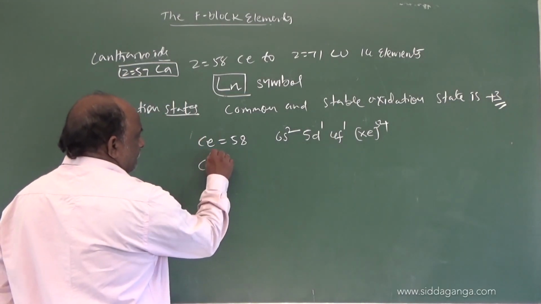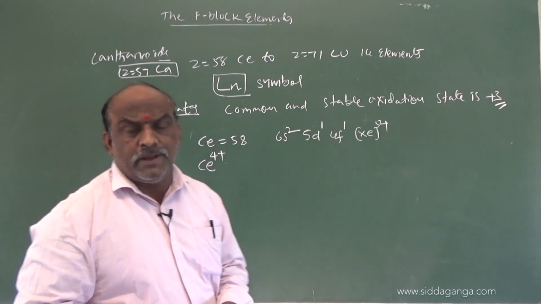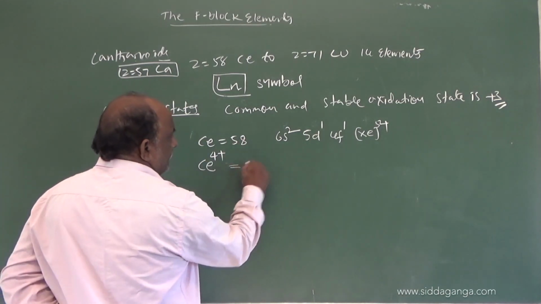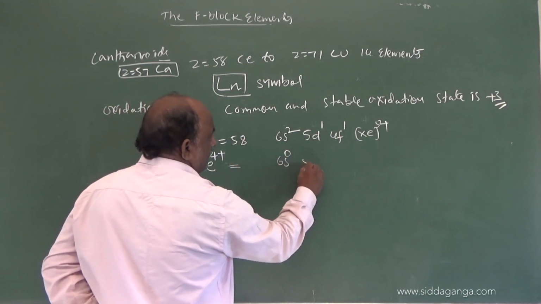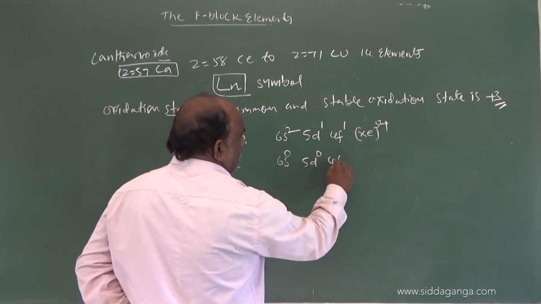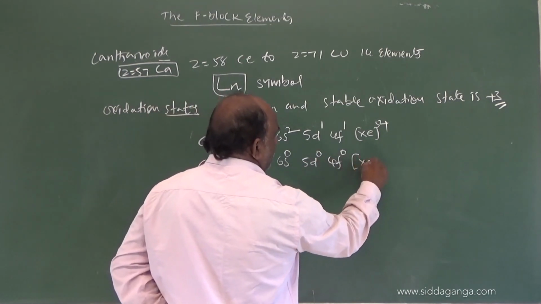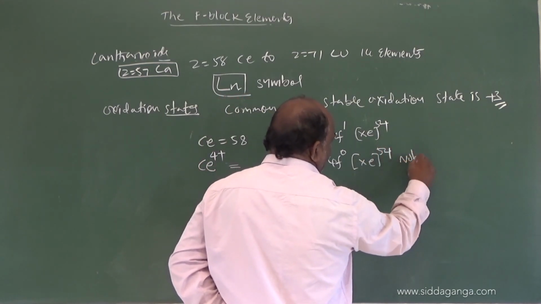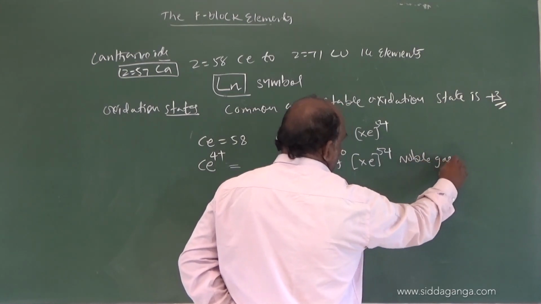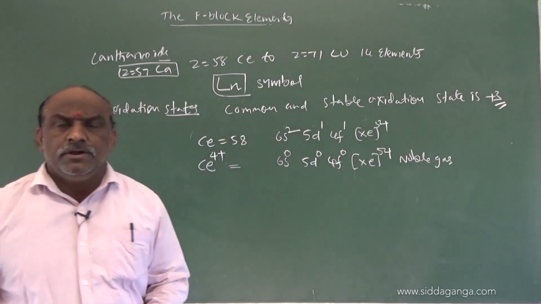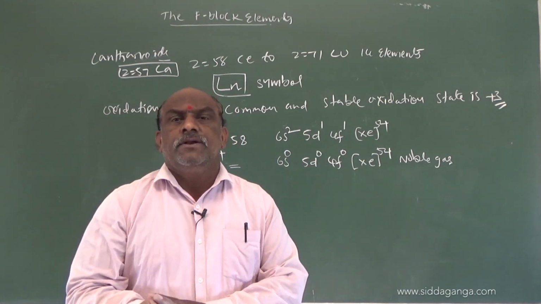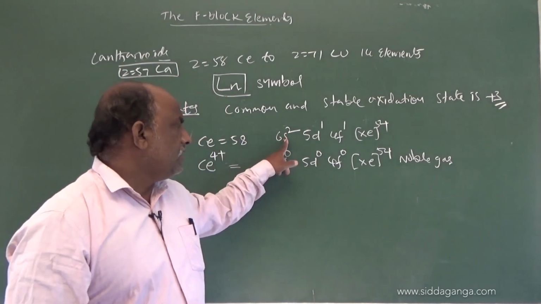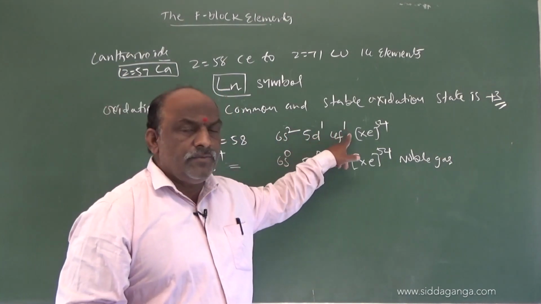Ce4+, cerium 4 plus. What is the configuration of cerium 4 plus? 6s0, 5d0, 4f0, only Xenon 54. Which configuration is this? Noble gas configuration. Removal of 4 electrons from outermost: 2 from s orbital, 1 from d orbital, 1 from f orbital.